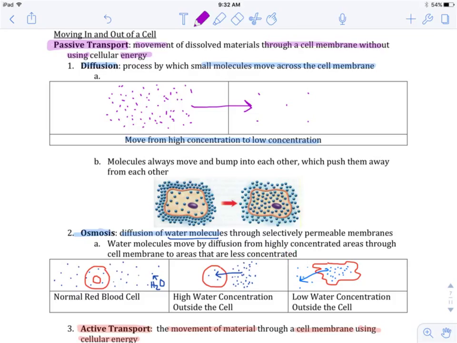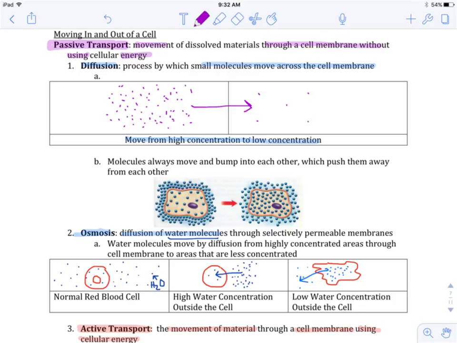So, if we think about our red blood cells, we know that they should be round, and when you look at this first picture here, all of the dots are representing water. So in a normal red blood cell, it would be round, and there would be an equal distribution of water molecules outside and inside. When a high water concentration is on the outside of the cell, what will occur is that through the process of osmosis, the water molecules will move into the cell, which can cause problems because it can overfill that cell with water.